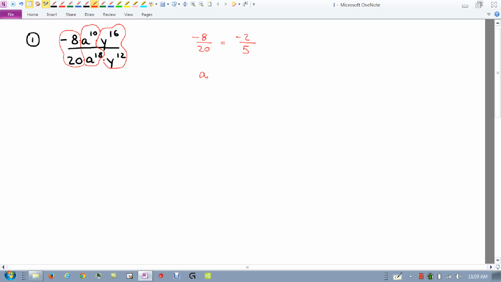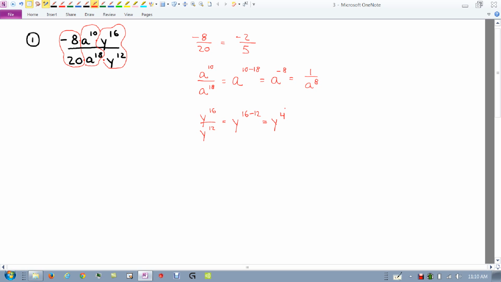The a to the 10th over the a to the 18th, using properties of exponents, this is a to the 10 minus 18, which is a to the negative 8, which is the same as 1 over a to the 8th, which means I'm going to be left with an a to the 8th in the denominator. Then the y to the 16th over y to the 12th equals y to the 16 minus 12, which is y to the 4th, which means I'll be left with y to the 4th on top.